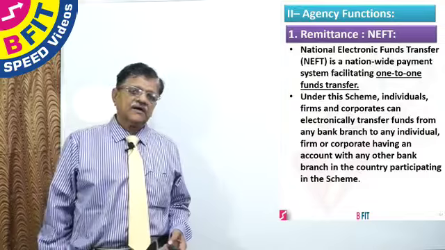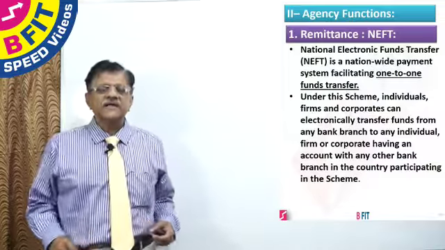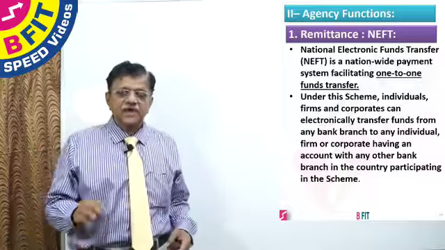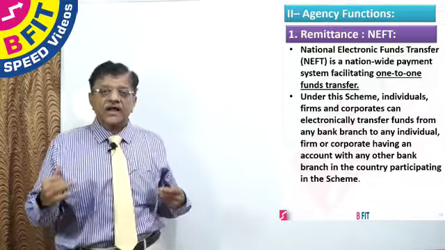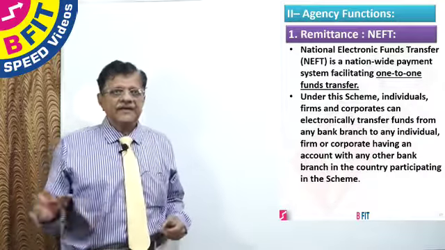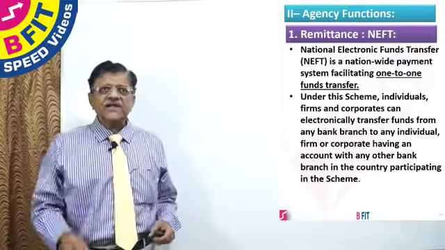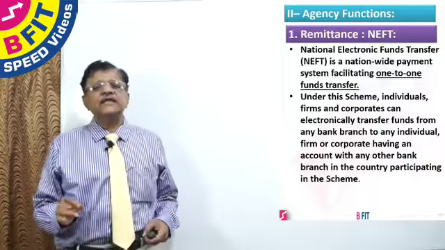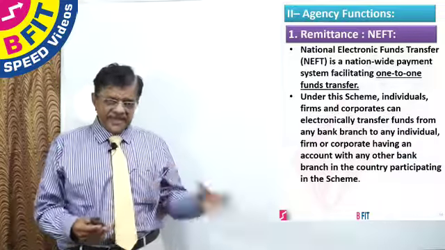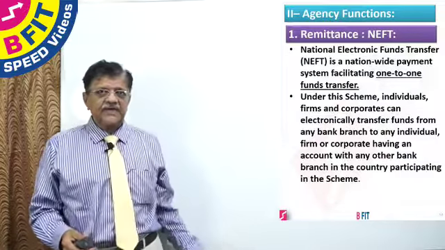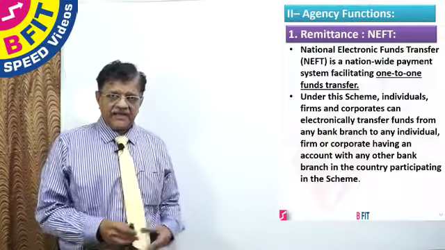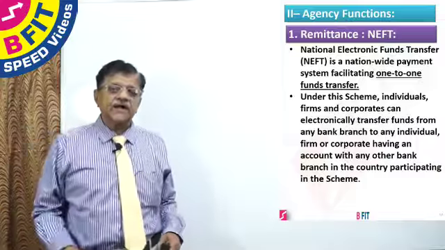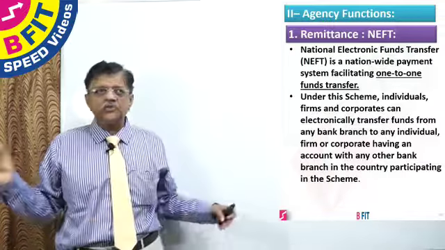The first major agency function is remittance. Under remittance, today there are two major products. One is NEFT and the other is RTGS. We shall see about them in detail. National Electronic Funds Transfer, NEFT, is a nationwide payment system facilitating one-to-one funds transfer. Mr. A, situated in deep Tamil Nadu, somewhere near Nagercoil, can remit money to Mr. B, situated somewhere near Guwahati or Digboi. So it is an individual one-to-one remittance.